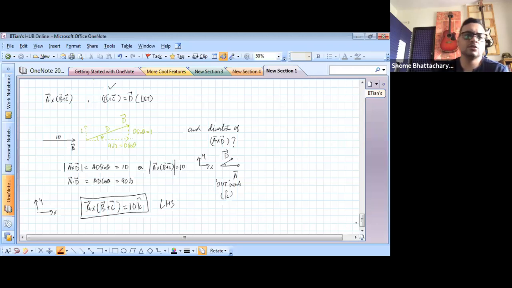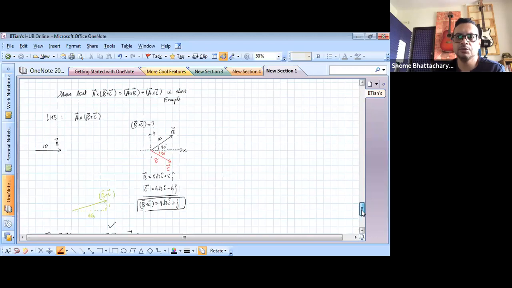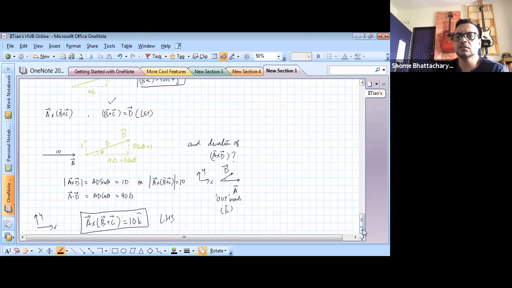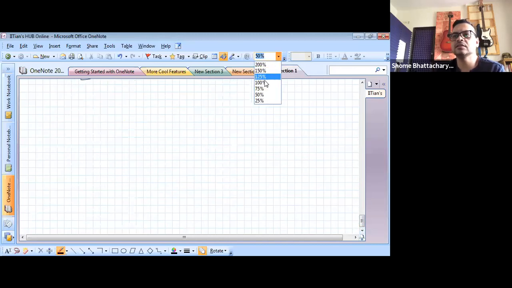Okay, so left hand side is clear to all of you. Got this? We'll do it by component algebra, but we haven't learned that yet. So we'll learn component algebra and then we'll do it that way. Right now we'll just go with the definitions that we learned. Okay. So we have seen the left hand side of this is nothing but 10 units coming out of the plane, or 10 K cap. Okay. Now let us look at the right hand side.